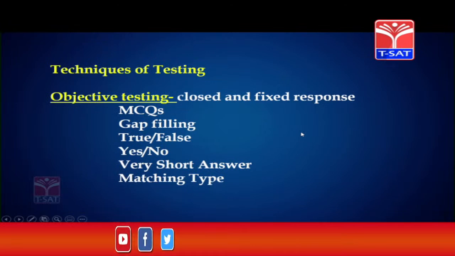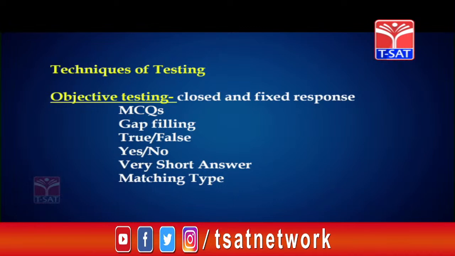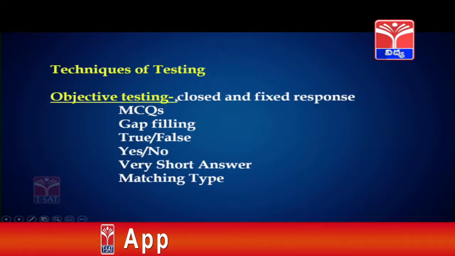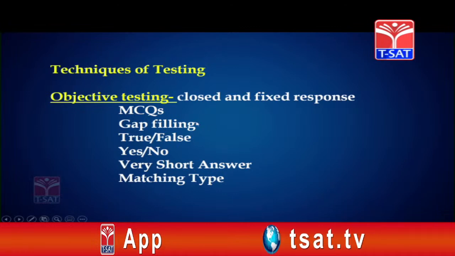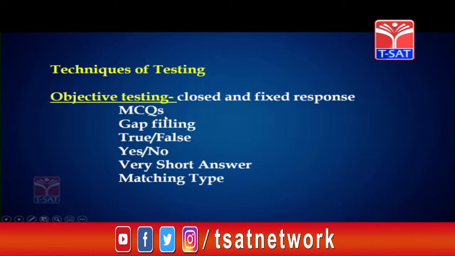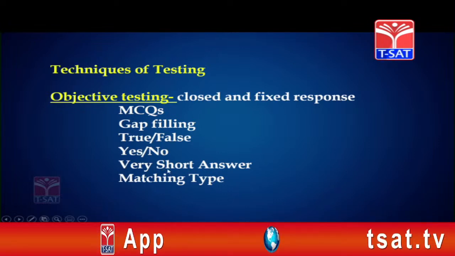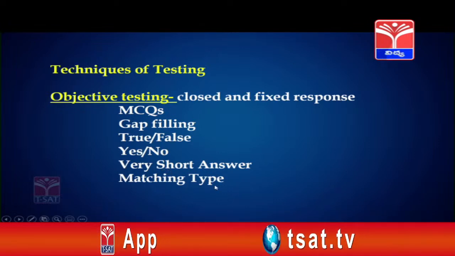And what are the techniques of testing? Testing can be subjective as well as objective. So these are the examples for objective testing. Generally, objective testing is closed and fixed response. Here are the examples: multiple choice questions, gap filling, true or false, yes or no type questions, and even very short answer questions and matching type.